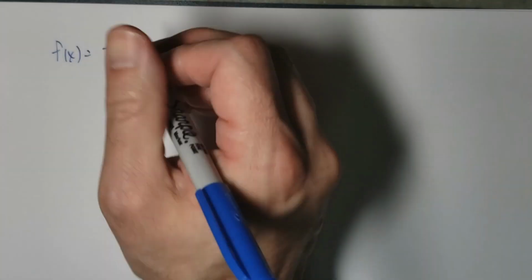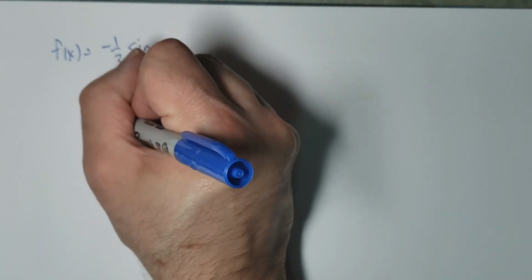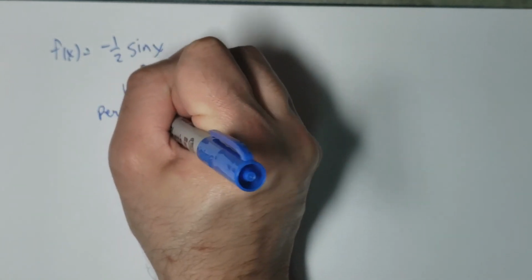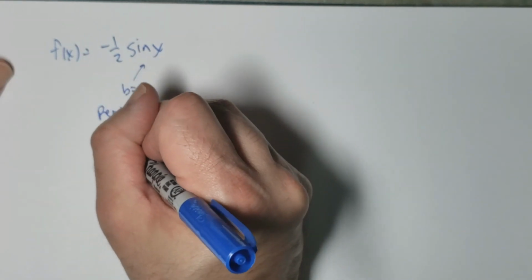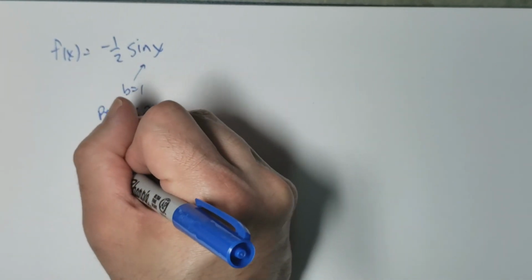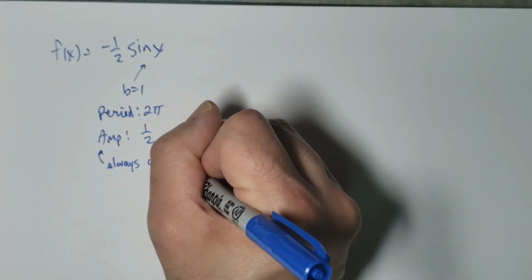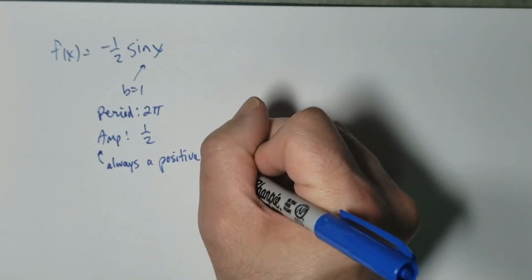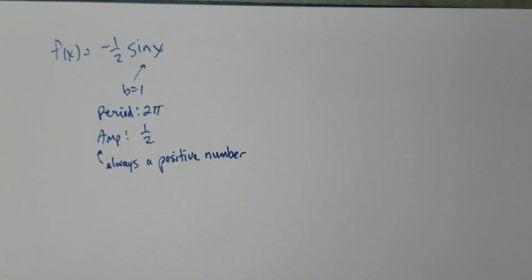All right, -1/2 sine of x. So again, b equals 1, so the period is 2 pi. The amplitude is 1/2. Now, be careful here. The amplitude is always a positive number, because the definition of the amplitude is a distance, and distances can't be negative. So the amplitude is the positive number.